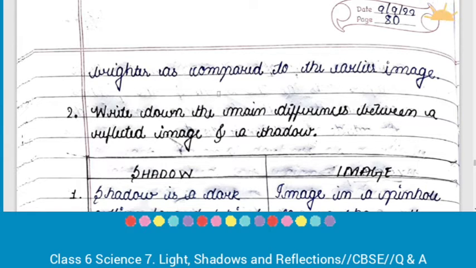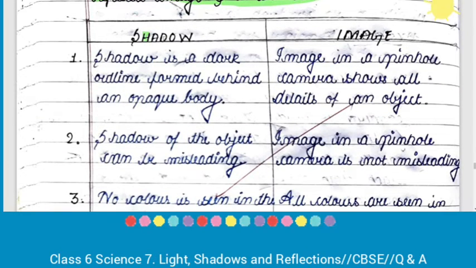Second question. Write down the main differences between a reflected image and a shadow. What is shadow? Shadow is a dark outline formed behind an opaque body. What is an image? Image in a pinhole camera shows all details of an object.